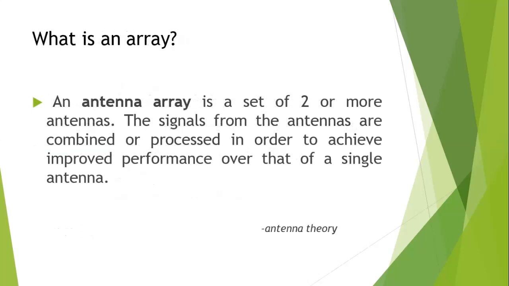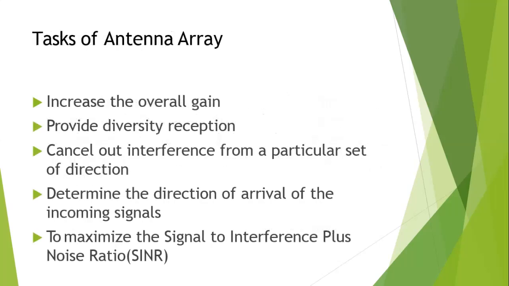What is an array? An antenna array is a set of two or more antennas. The signals from the antennas are combined or processed in order to achieve improved performance over that of a single antenna. Tasks of antenna array: increase the overall gain, provide diversity reception, cancel out interference from a particular set of directions, determine the direction of arrival of the incoming signals to maximize the signal to interference plus noise ratio.